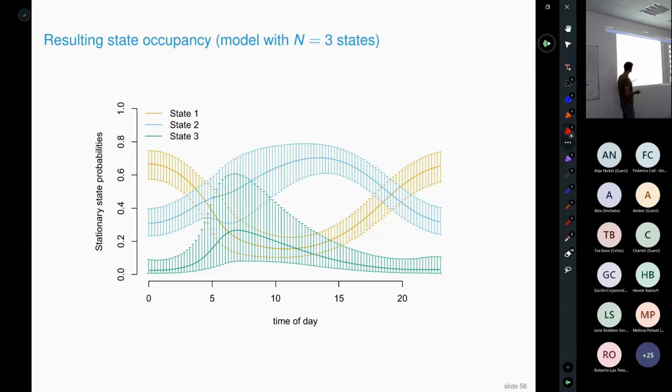The three-state model is a bit more interesting, because here you see that in the early morning, like 6 a.m., 7 a.m., the animal has, at least throughout the day, the highest likelihood of traveling. State 3, that's the traveling state. So the highest probability of being in the traveling state is in the early morning hours. The highest probability of being in the foraging state, state 2, is around lunchtime and the afternoon. And at nighttime, we have the highest likelihood of being in the resting state.